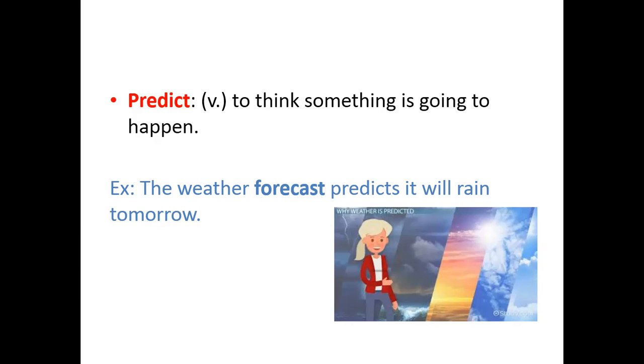So do you understand the meaning of predict? To think something is going to happen. The example in front of you is: the weather forecast predicts it will rain tomorrow. Depending on their studies and on the information that they have, they think that it will rain tomorrow. So they predict. As I told you, not a random guess, not haphazardly. They use the information that they already have. Clear? Perfect.